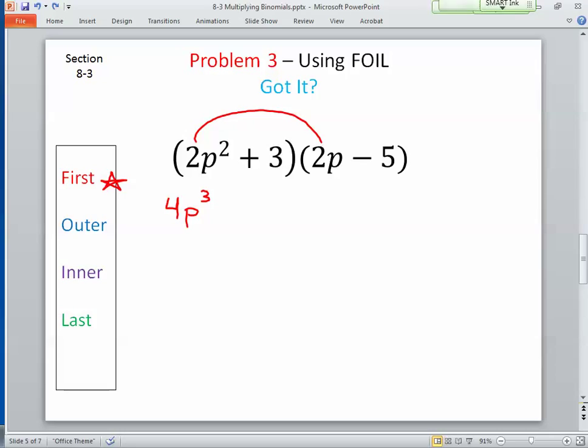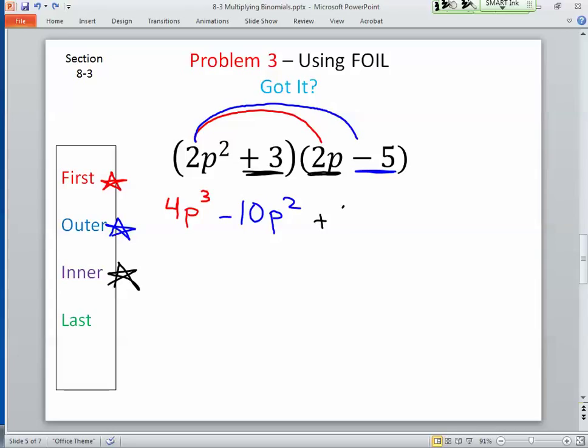Now I multiply my two outer terms. That's going to be a positive 2p squared and a negative 5. Multiply those two together, I'm going to get a negative 10p squared. Multiply my innermost two terms. That's a positive 3 and a positive 2p. Multiply those together, I get a positive 6p. Multiply my last two terms. It's going to be a positive 3 and a negative 5. Multiply those together, I'm going to get a negative 15.